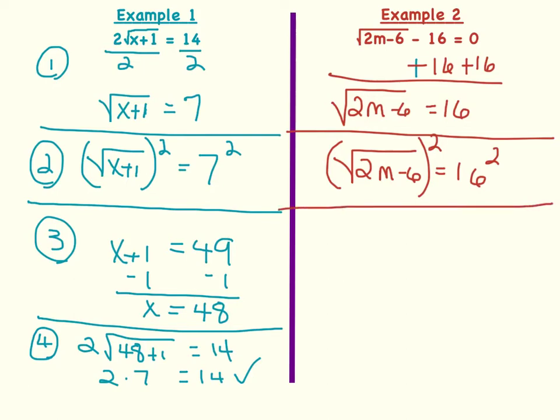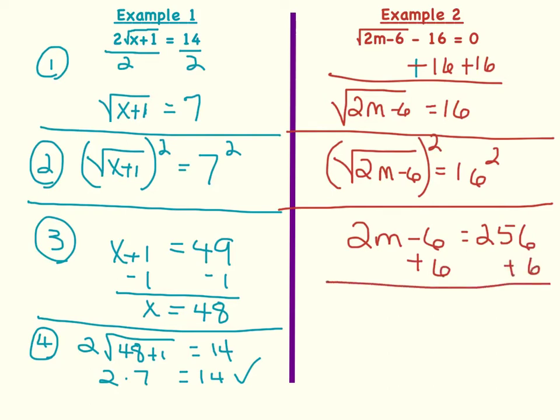Now I'm ready for step number 3, and that's to solve this equation. So I have the square root of 2m minus 6 squared, which is simply 2m minus 6. And on the right side of this equation, I have 16 squared, which is 256. So now I'm still 2 steps away from solving. First, I need to add 6 to both sides of the equation. And when I do that, I get 2m equals 262. Now I can divide each side by 2.